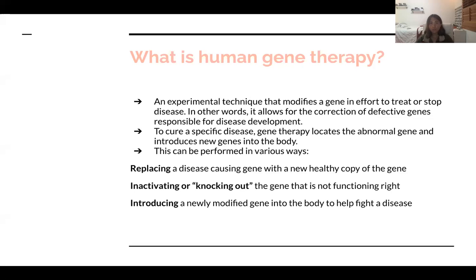And there are three main ways to do this. This is replacing a disease-causing gene with a new healthy copy, or inactivating or knocking out the gene that isn't functioning properly or is not doing its job. And then lastly is introducing or inserting a newly modified gene into the body to help fight the disease.